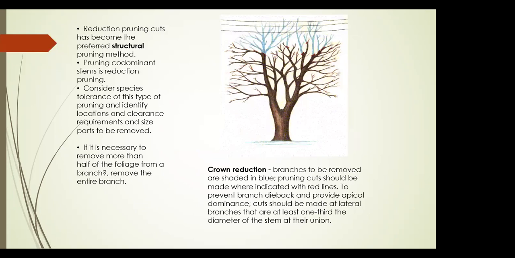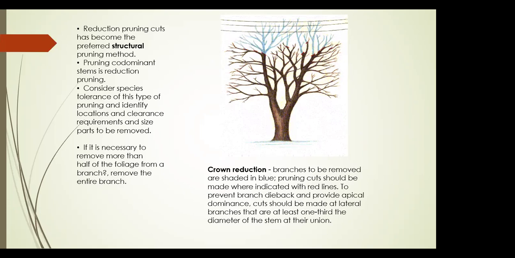Reduction has become more of the go-to type of pruning. This is an extreme example. This shows the wires, and this is the way reduction has historically been done, is just to shorten trees because they're getting into the wires. But reduction could be started much younger in this tree's life. It could be done on the sides rather than just the top.